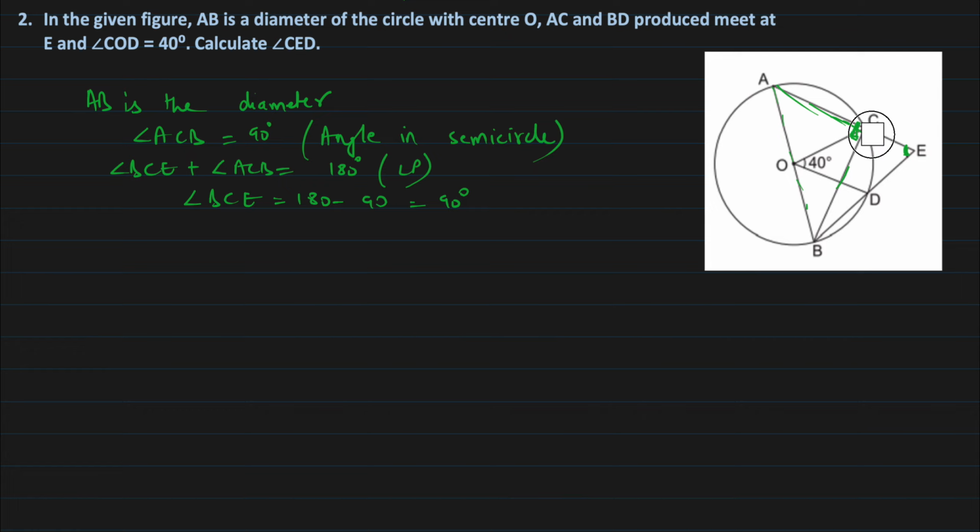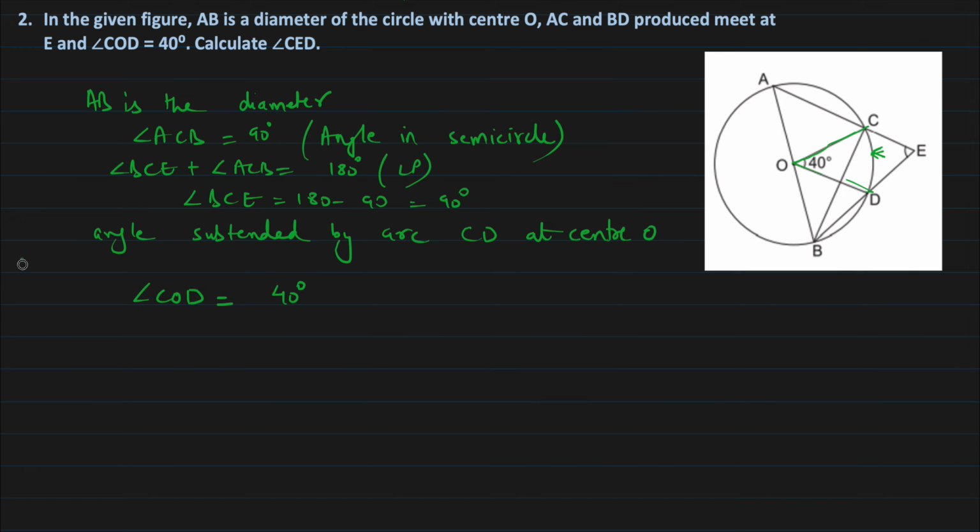Now where do we proceed? How do we solve it? If you see, CD is an arc. So angle subtended by arc CD at center O, basically angle COD, is 40 degrees, right?